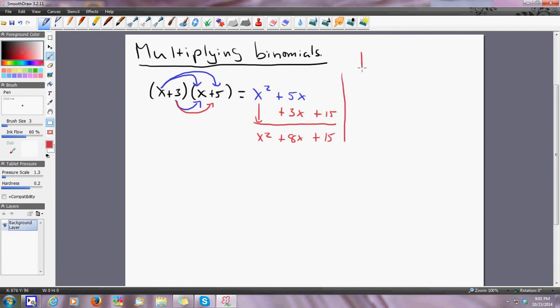There is another method. It's called FOIL. People go gaga over FOIL. I don't really know why. What it really stands for is first, outer, inner, last. And I'm going to do the same question, but I'm going to use the FOIL method.